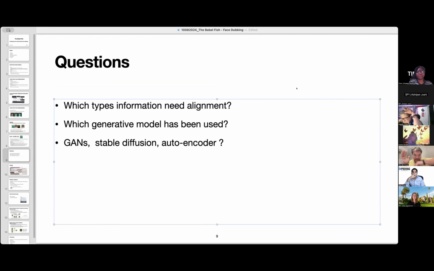Okay, first, which type of information needs alignment? Okay, Nick? I can try. You need to have audio and lips movement. I think you need to build a graph or some facial recognition and match facial recognition or lips expression to the words in native language. Okay, correct.